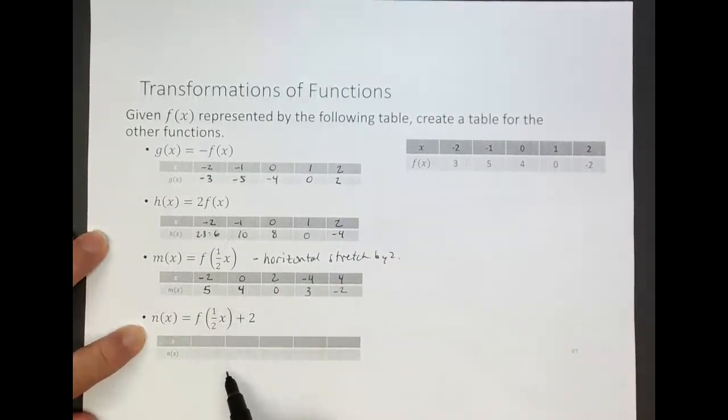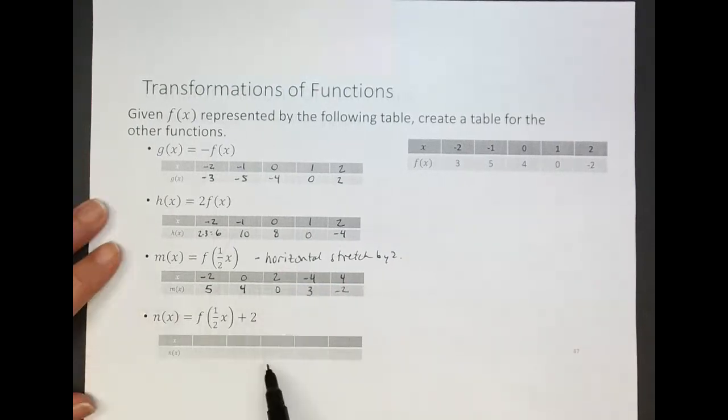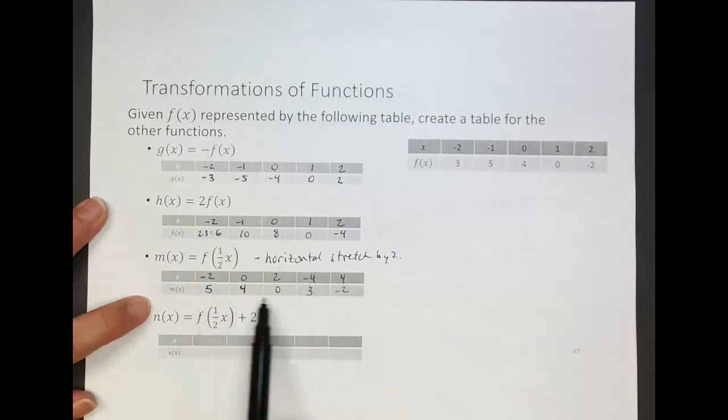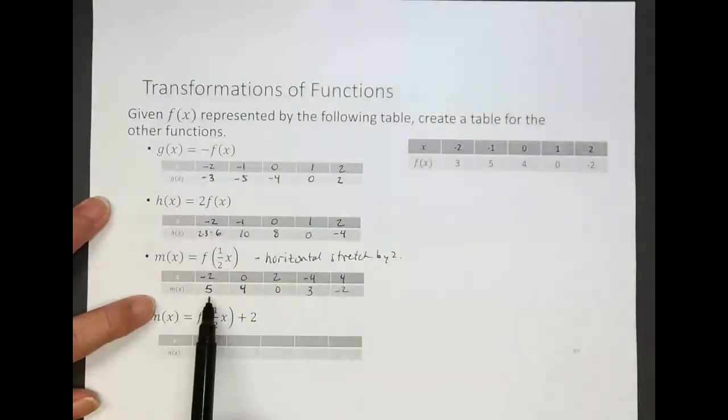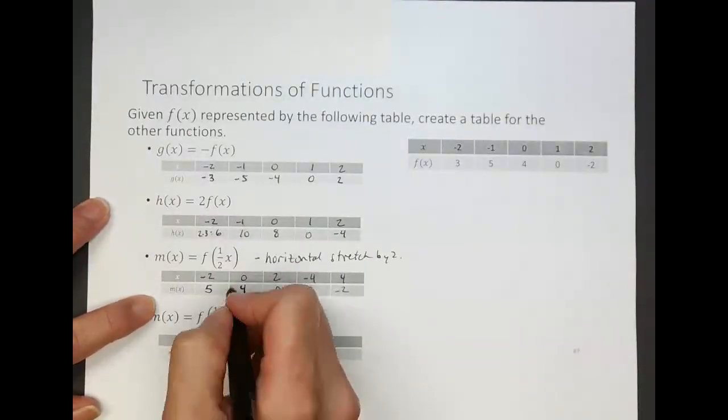How about this one, n of x? This is the horizontal stretch of f of x by 2, but then we're shifting it up 2. Well, the easiest way to do that is just to take a look at the values I found up here for m of x and then add 2 to each of them.